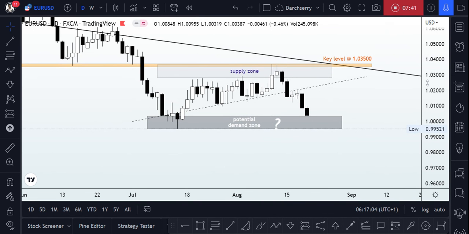But rest assured that during the early hours of the week, I will definitely give you an update on what my plan is going to be, after monitoring how participants in this market relate with this level during the early hours of the week.